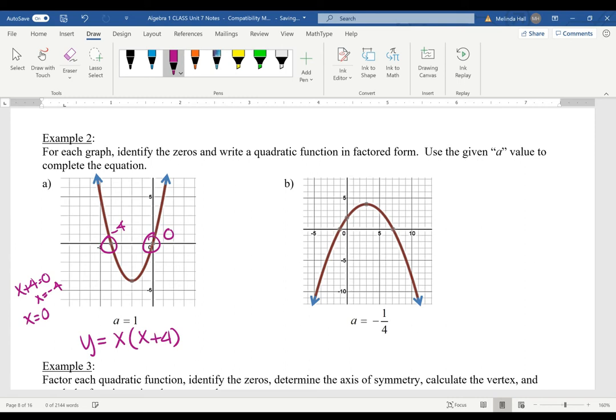Make sure you tell me if you have questions with a comment or a message or something. Okay, but we would have y equals x times x plus 4.